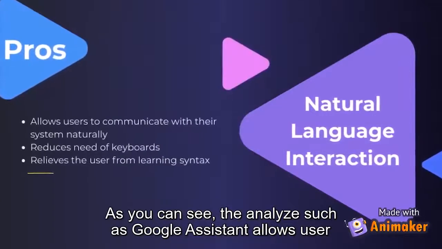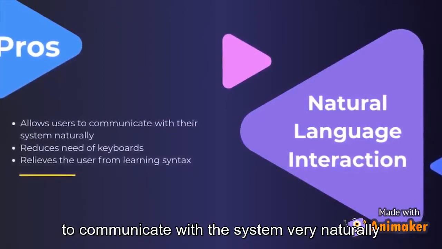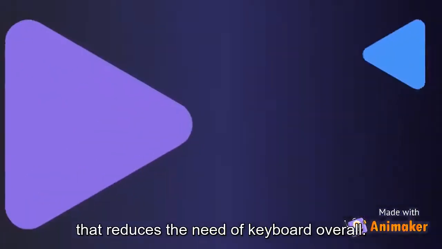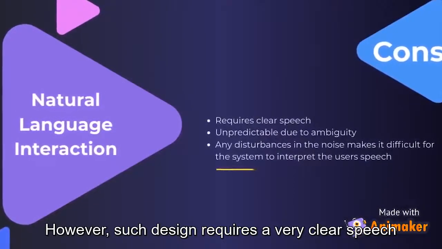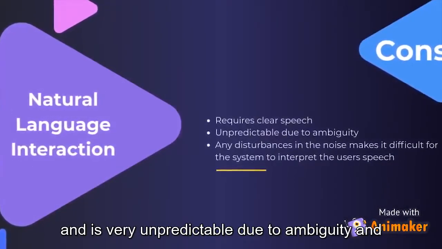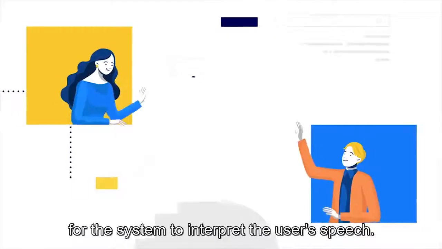As you can see, assistants such as Google Assistant allow users to communicate with their system very naturally, which reduces the need of a keyboard overall. However, such a design requires very clear speech and is very unpredictable due to ambiguity, and any disturbances in the noise make it difficult for the system to interpret the user's speech.